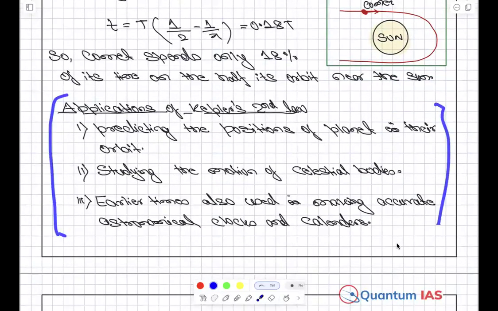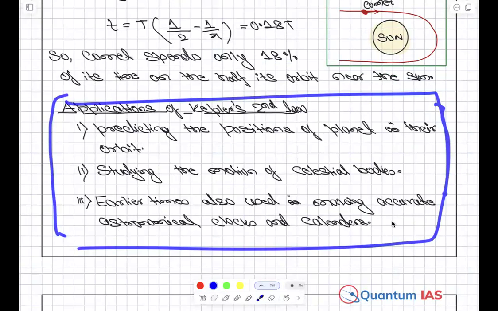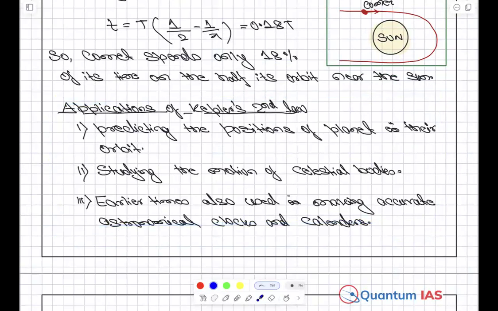Now I had a page left, so I have written this thing. Please try to understand, when you are writing an application, it is a value addition. But all the compulsory portion must be addressed before writing these things. So application of Kepler's law: predicting the position of the planet in their orbit, studying the motion of the celestial bodies. This is a kind of unique one.